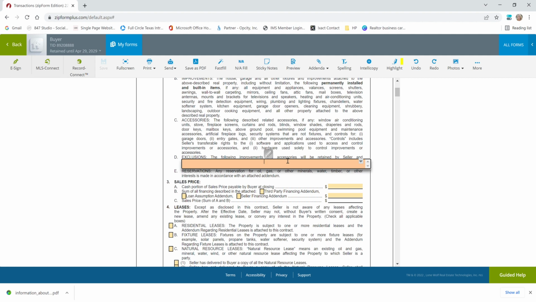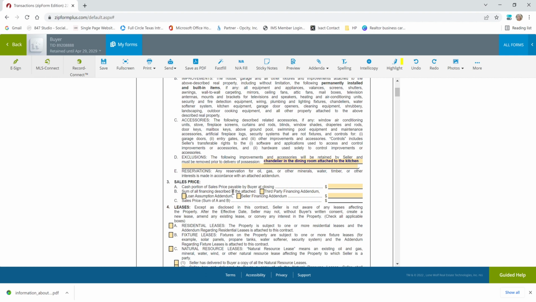So just for example purposes, we're going to say that she wanted to keep the chandelier. We're going to be very descriptive with what it is. So chandelier in the dining room attached to the kitchen. So you want to be very descriptive as to where this item is and what it is, what it looks like, everything that you can under exclusion so there's no confusion going forward.